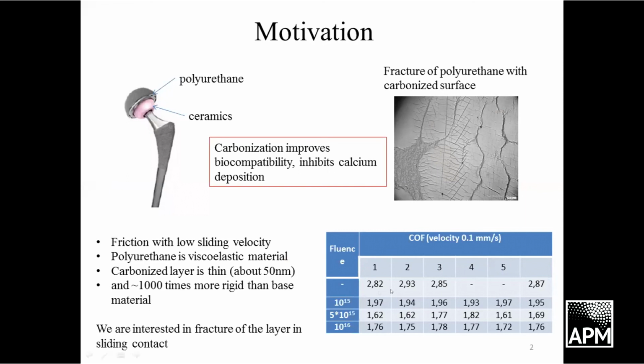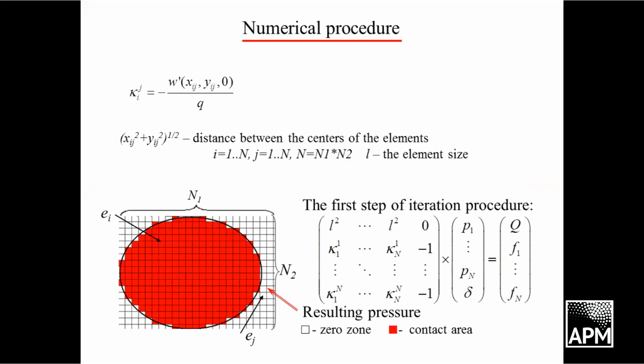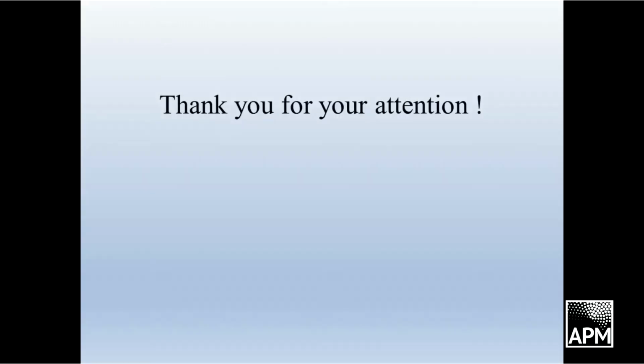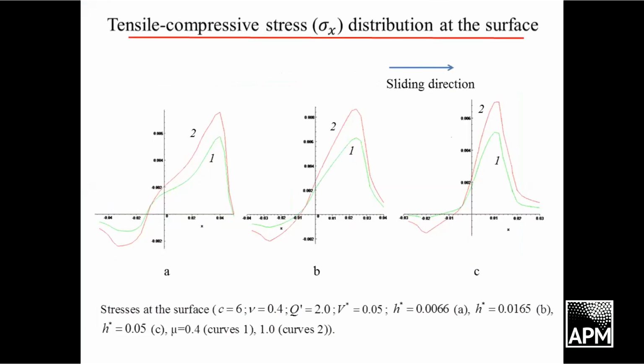In your calculations, what kind of friction coefficient did you use? We consider different values of friction coefficient. Here we have two values of friction coefficient, 0.4 and 1. But we also have other results for other values of friction coefficient.